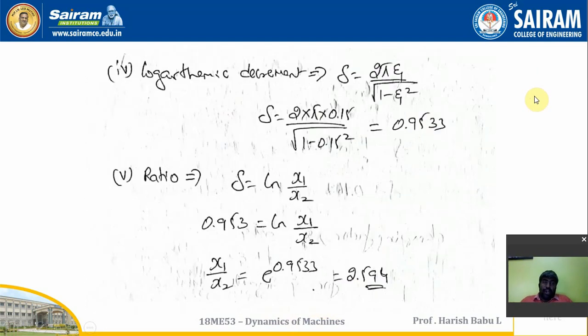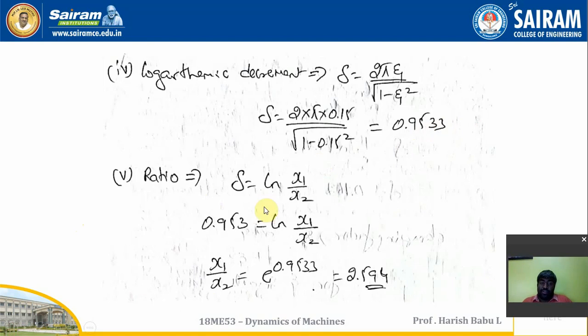So coming to next, logarithmic decrement. For logarithmic decrement you can use many of the equations. So I want to use the equation since I know the zeta value. So delta is equal to 2 pi zeta divided by root of 1 minus zeta square. So zeta value is known, substitute the value. So I'm going to get logarithmic decrement as 0.9533. And they asked to find out the consecutive amplitude ratio of an underdamped system.